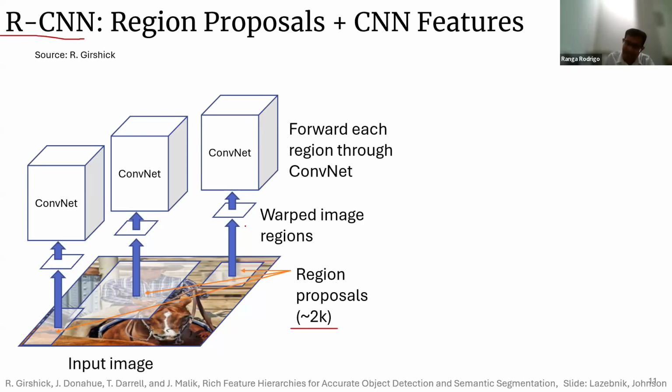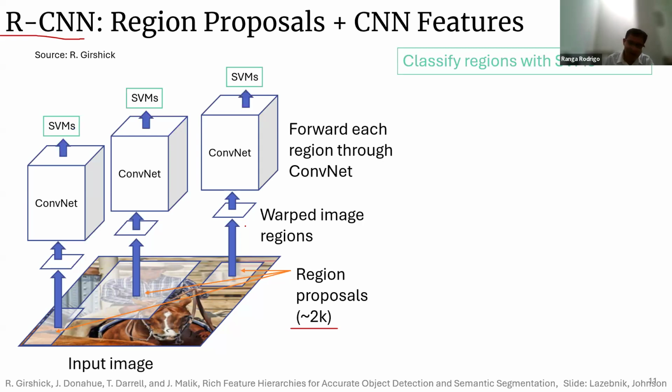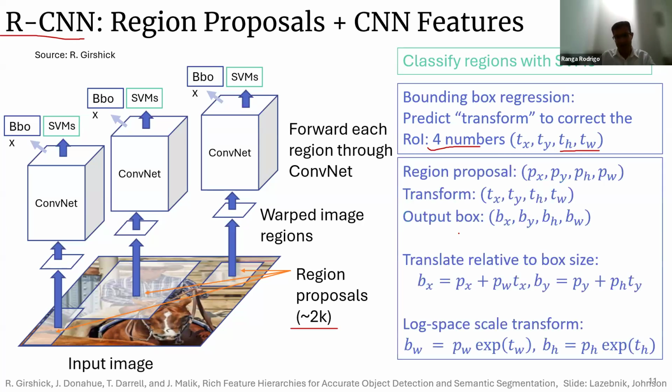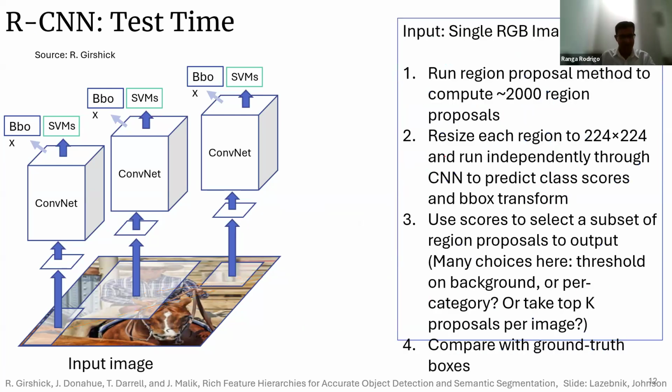How many times does the CNN have to be run? 2000 times, because there are about 2000 region proposals. And on the features computed using the CNN, we apply a support vector machine that can classify into the classes, and we do the so-called bounding box regression to compute the four numbers. Actually, they are not exactly those numbers, but something related to that: height, width, x, and y. So that relationship is here, but I will not talk about that too much.